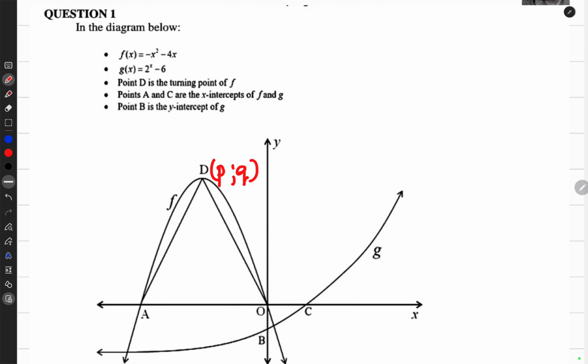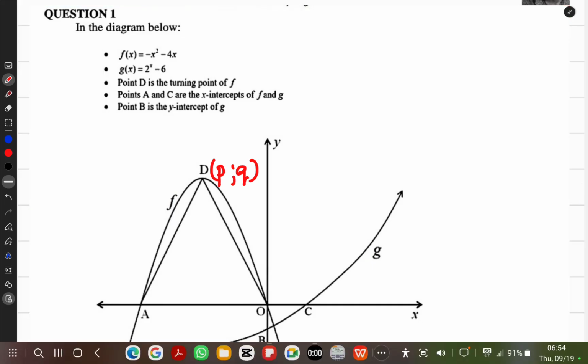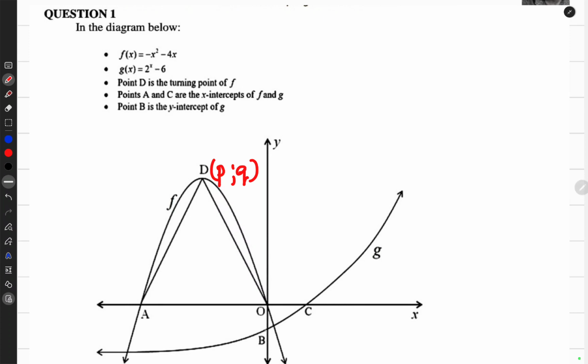Points A and C are the x-intercepts of f and g. As you can see, here's A, here's C. These are the x-intercepts of f and g. Point B is the y-intercept of g. Here's point B. And point O is the y-intercept of the parabola, as you can see there.